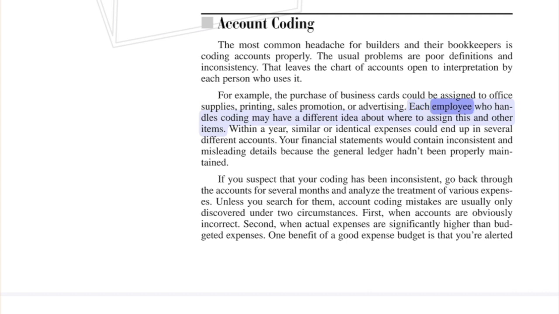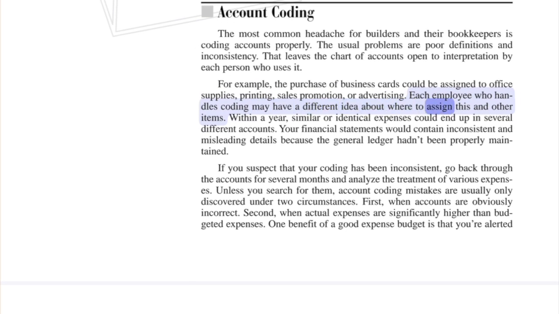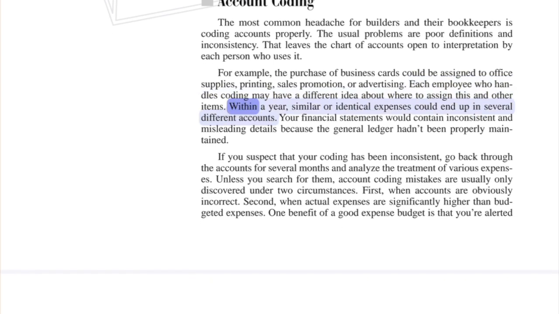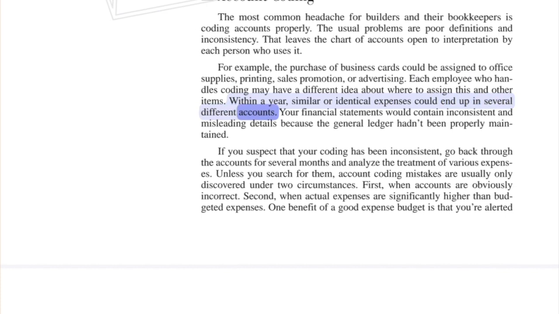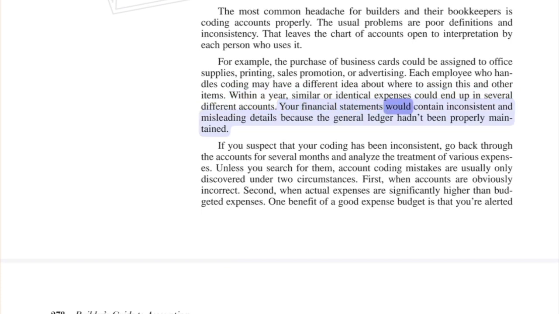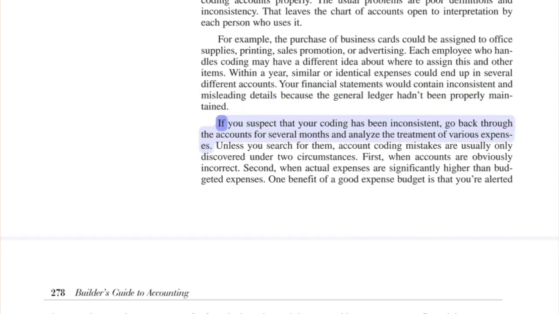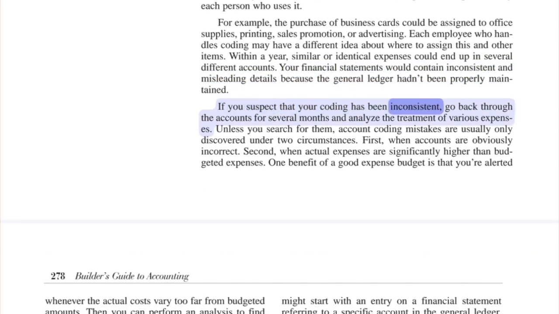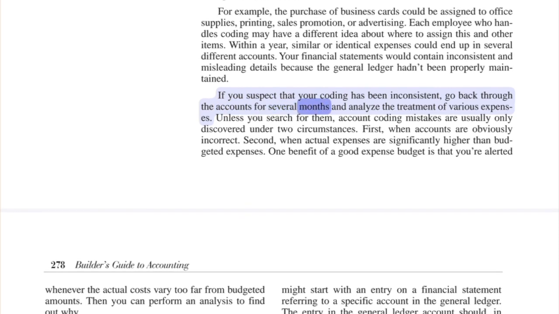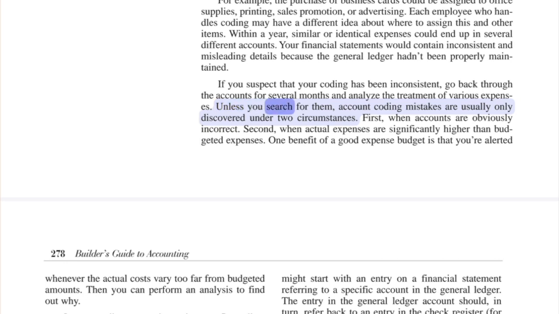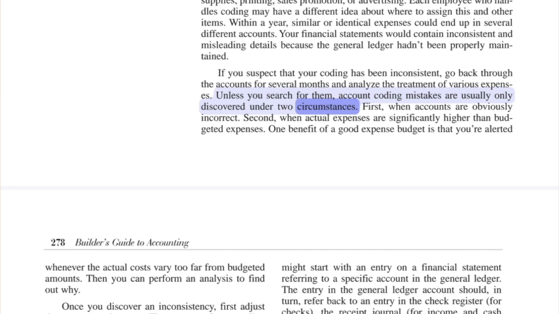Each employee who handles coding may have a different idea about where to assign this and other items. Within a year, similar or identical expenses could end up in several different accounts. Your financial statements would contain inconsistent and misleading details because the general ledger hadn't been properly maintained. If you suspect that your coding has been inconsistent, go back through the accounts for several months and analyze the treatment of various expenses.